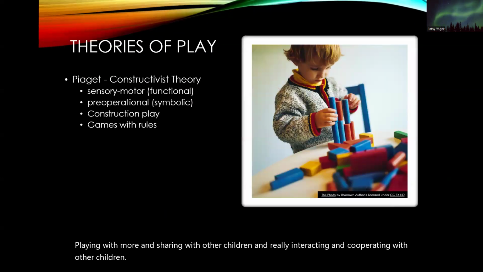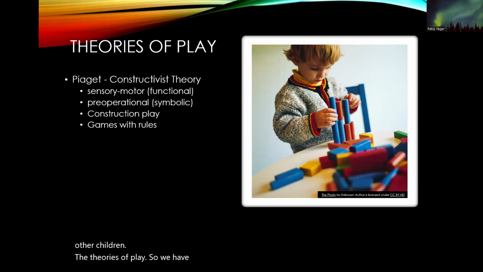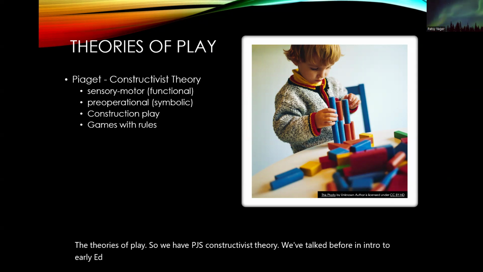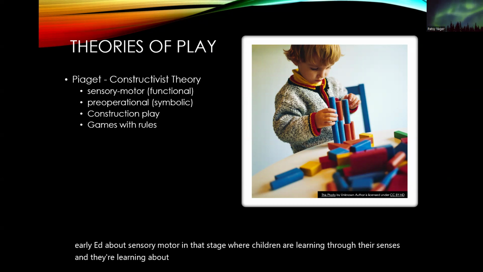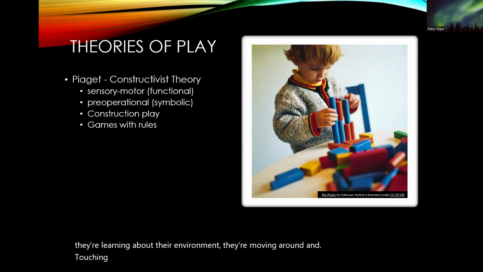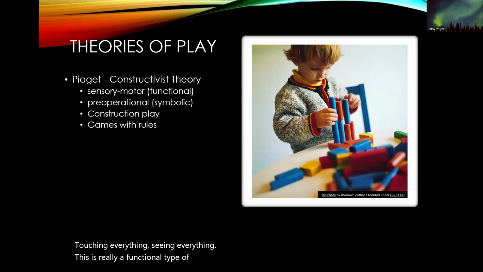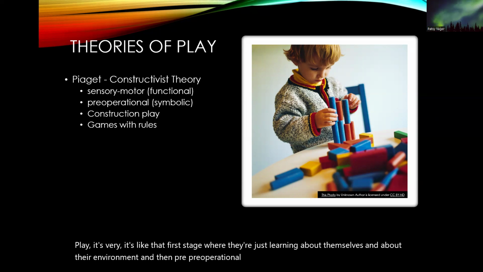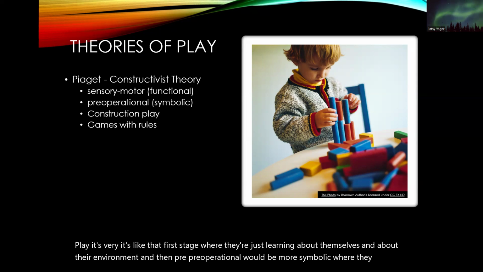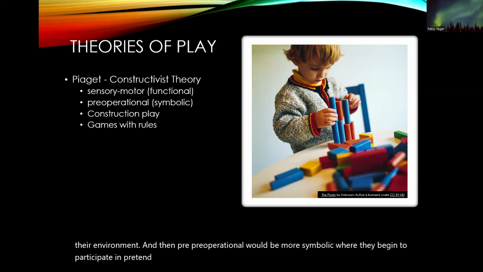The theories of play. So we have Piaget's constructivist theory. We've talked before in Intro to Early Ed about the sensorimotor stage where children are learning through their senses and they're learning about their environment. They're moving around and touching everything, seeing everything. This is really a functional type of play. It's that first stage where they're just learning about themselves and about their environment. And then preoperational would be more symbolic, where they begin to participate in pretend play, dramatic play.